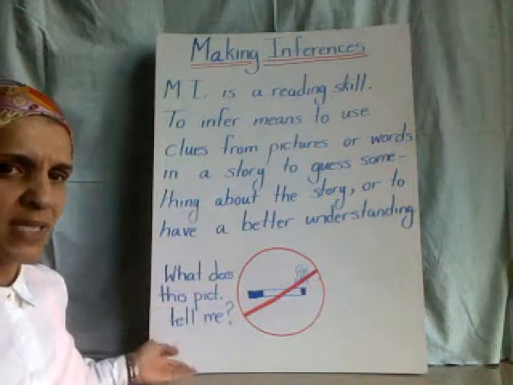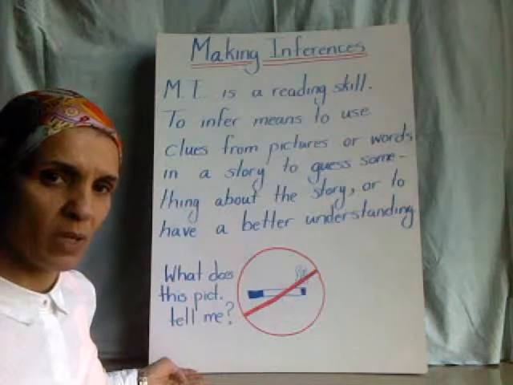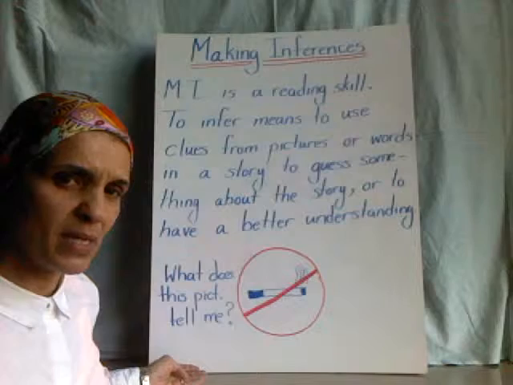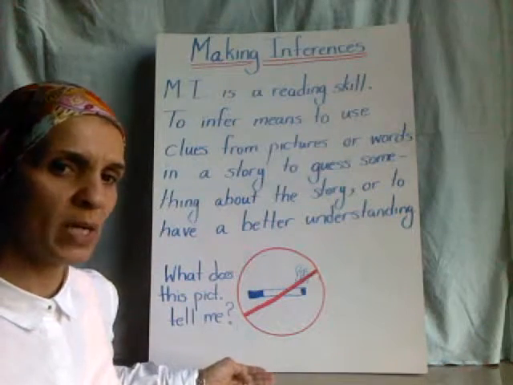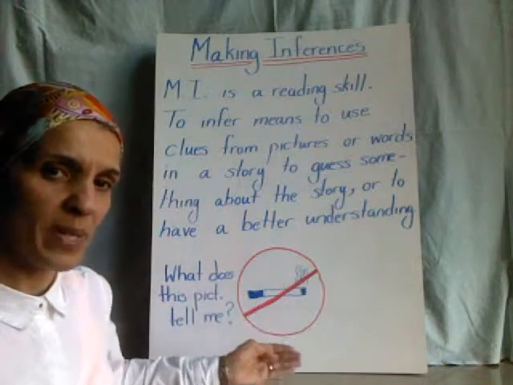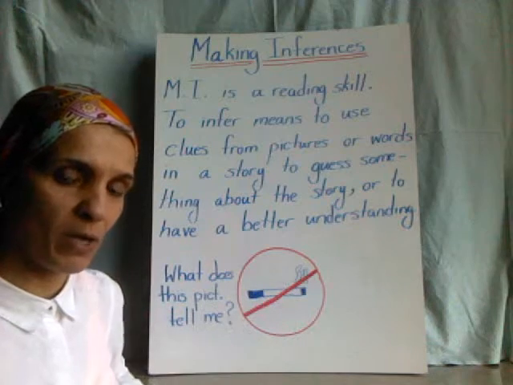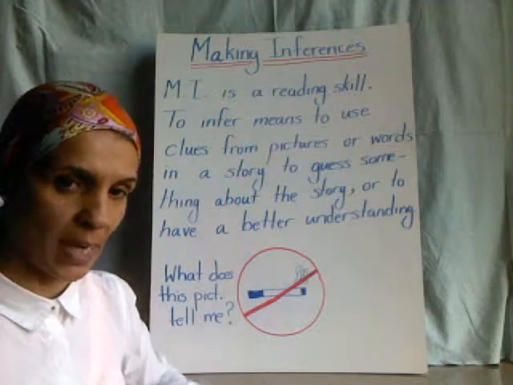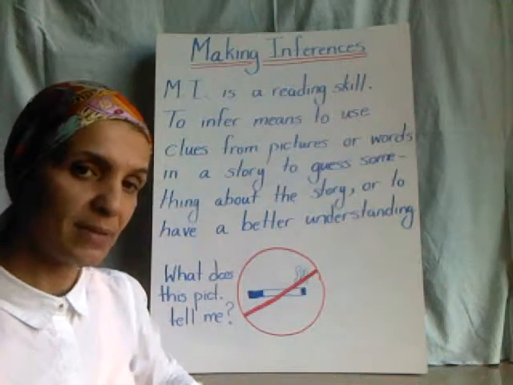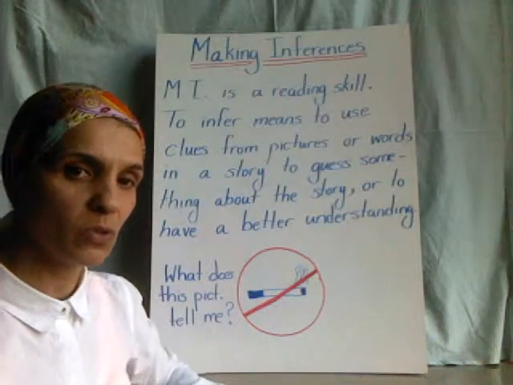And what is it that I used here? What does the picture tell me? It tells me I'm not allowed to smoke. And what is my clue? The picture, the red circle with the line going across. I know that this means you're not allowed, and the cigarette means I'm not allowed to smoke.